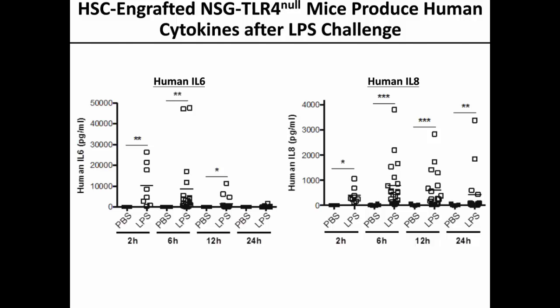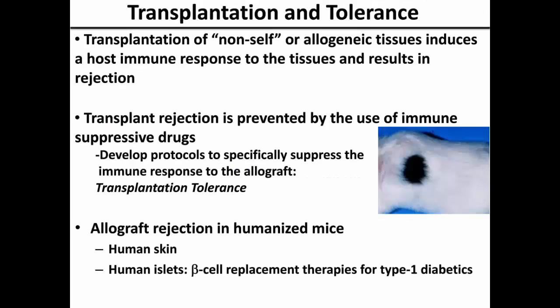So the innate immune system is functional. How do we study the adaptive immune system? And for that, we turn to a transplantation model, because you know T cells and B cells are going to be actively involved in the rejection of transplanted tissues. So again, the transplant of non-self or allogeneic tissues induces a robust host immune response to those tissues and ultimately results in the rejection of those tissues.